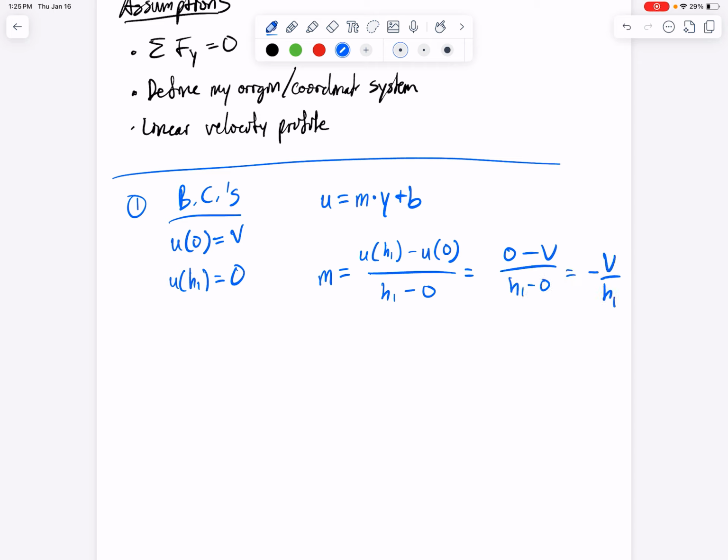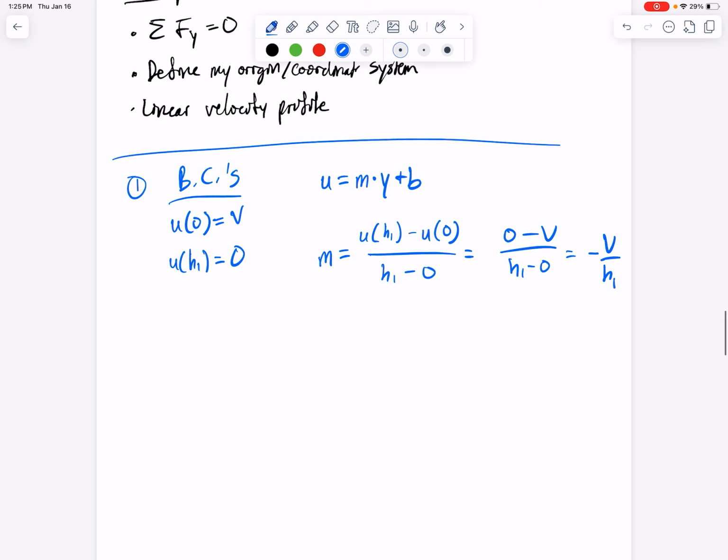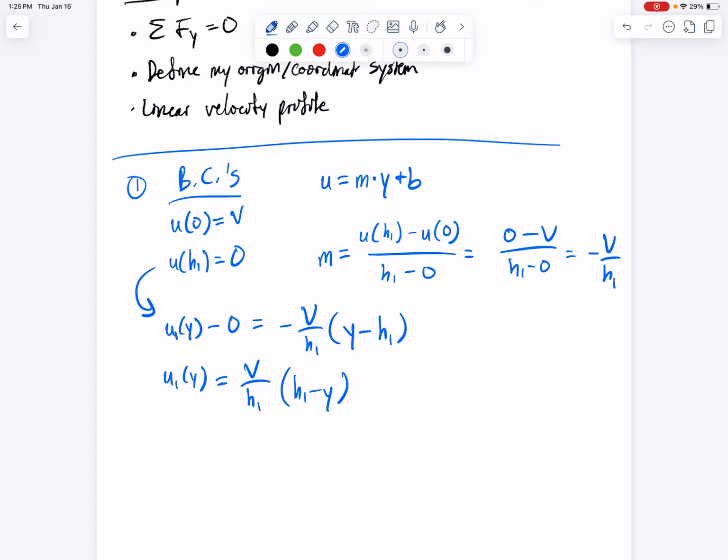So I get my slope. My slope is negative v over h1. Okay, now I'm going to solve for b using one of these parameters. I'm going to pick this parameter using point slope form. So u of y minus 0 equals the slope multiplied by y minus h1. That's point slope form. Solving for u1 of y, I get the following. So this is the velocity profile for the top surface. Oh, sorry, for the region above the plate.